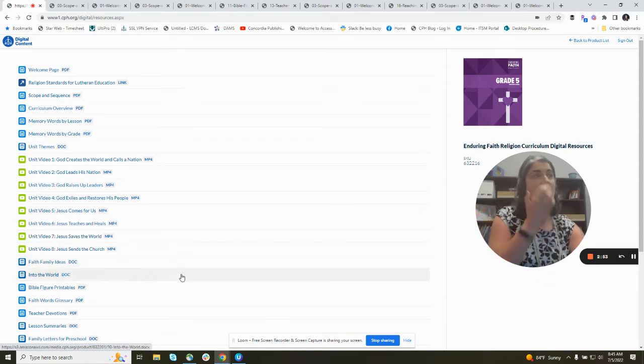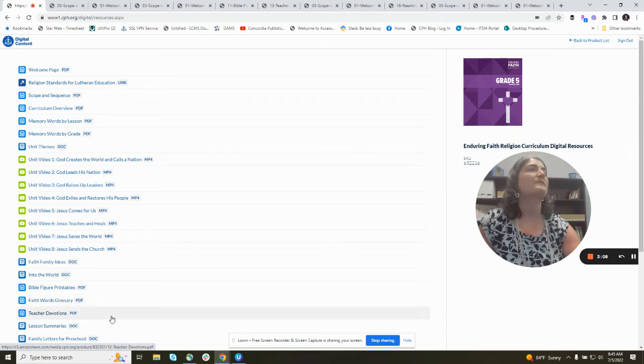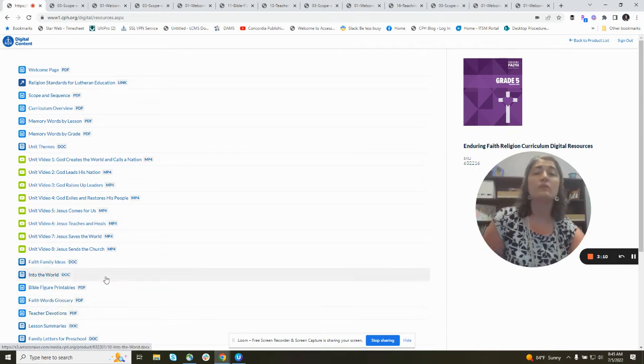Faith, family ideas, and Into the World. Both of these are in teacher guides, but this is a helpful way to see them all together and all at a glance. So if you have faith family ideas and you want to do something that relates to your unit, this will be your resource. Same with the Into the World. If you want to look for mission opportunities that dovetail with your units, this is your resource.